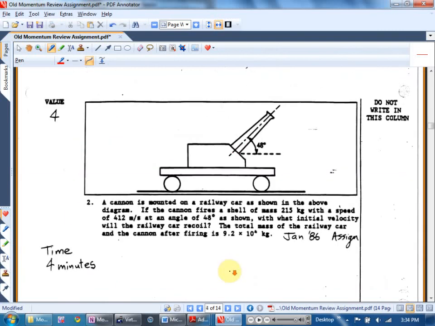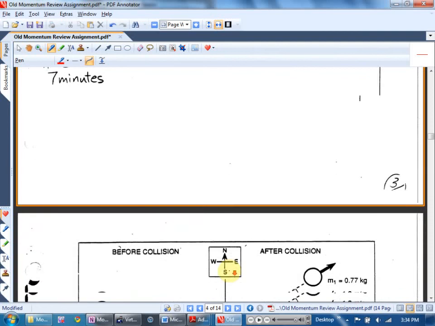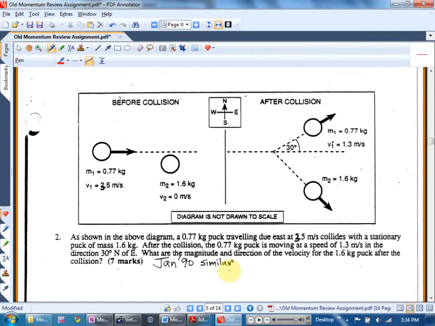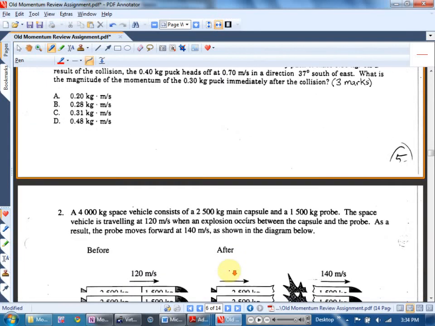Saw a cannon there, Mr. Duke. Yeah, we've done a bunch like that. Object A splits in two. That's an explosion. We've done a bunch like that. Done a bunch of those. Another angle. So here's one where we don't have angles.